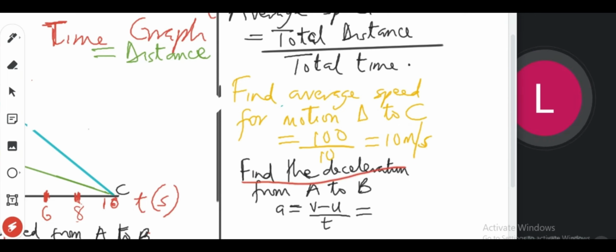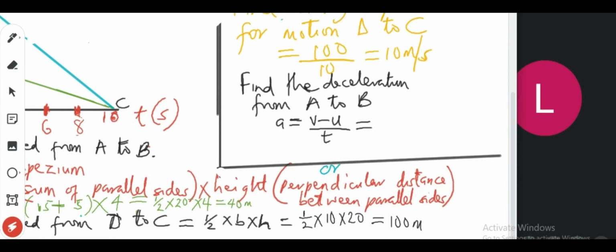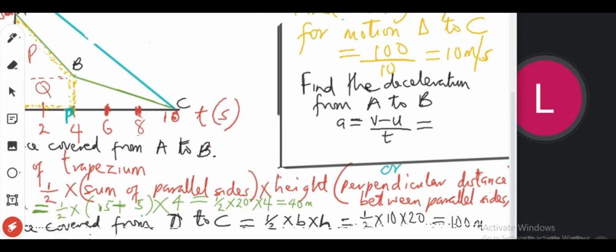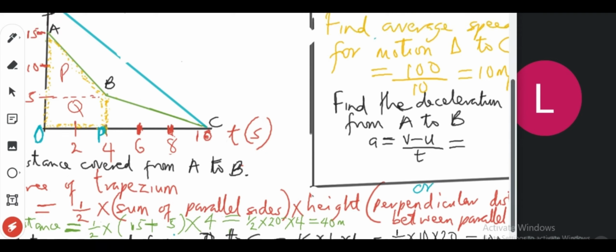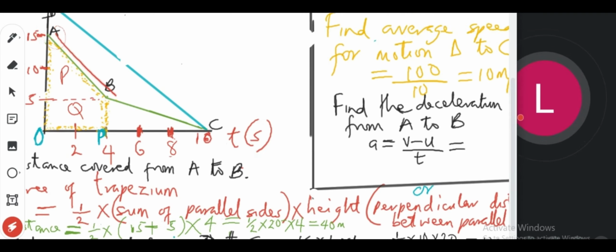Now, if you're asked to find the deceleration from A to B. Where's A to B? By the way, A to B is a deceleration, a higher deceleration than B to C. You can use a equal to v minus u over t. v stands for final velocity, u for initial velocity, and of course t is for time.